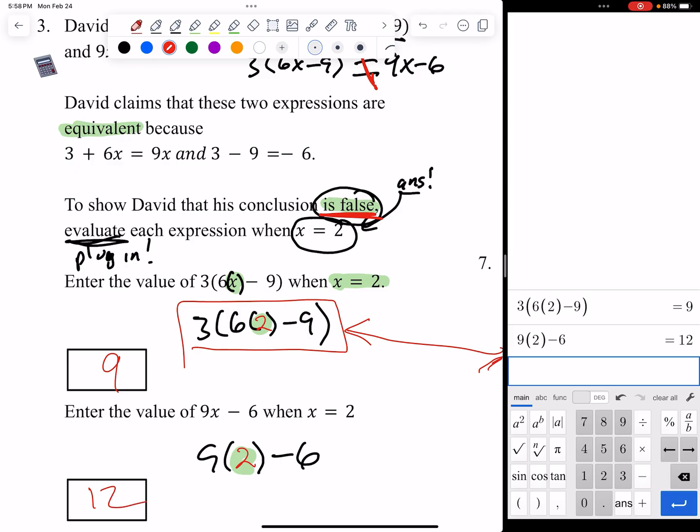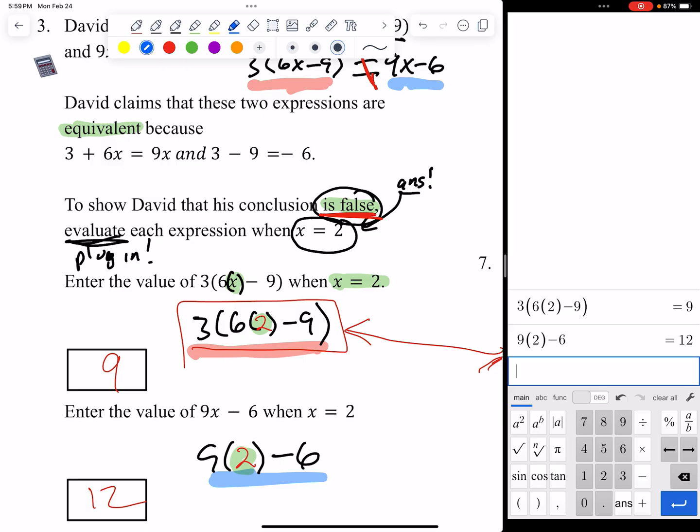So again, can you tell that on the left side, I got 9. On the right side, right here, I got 12. Is 9 the same as 12 when I plug in 2? No. So that's why David is wrong.